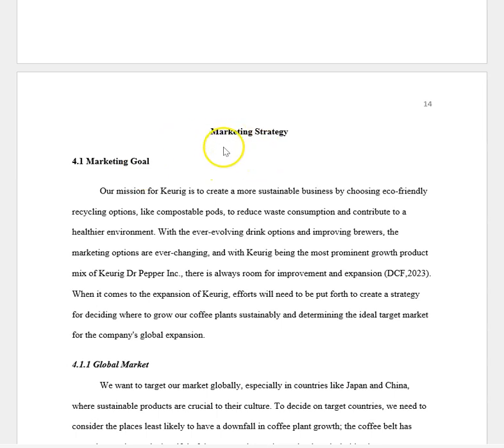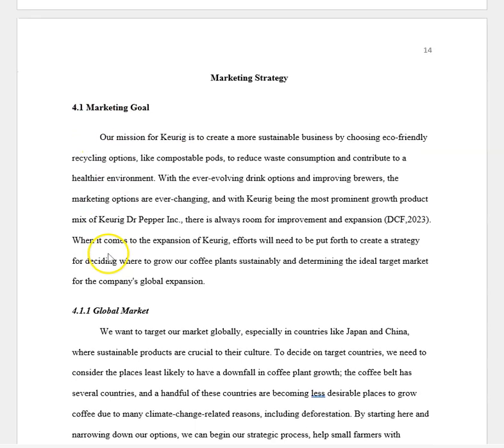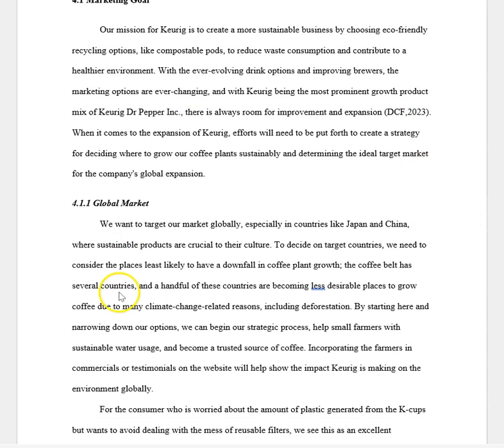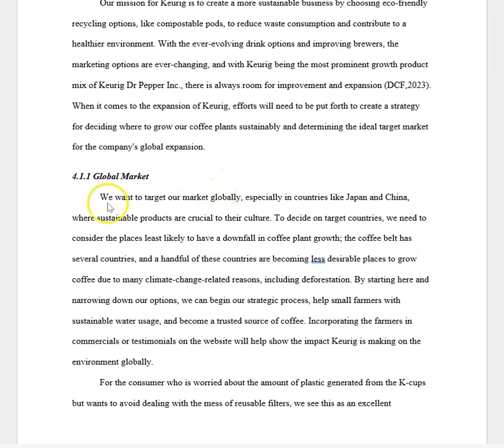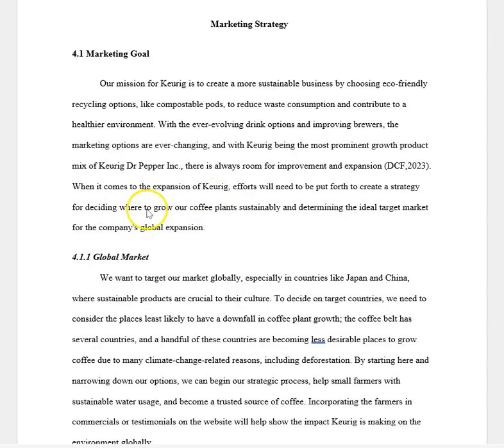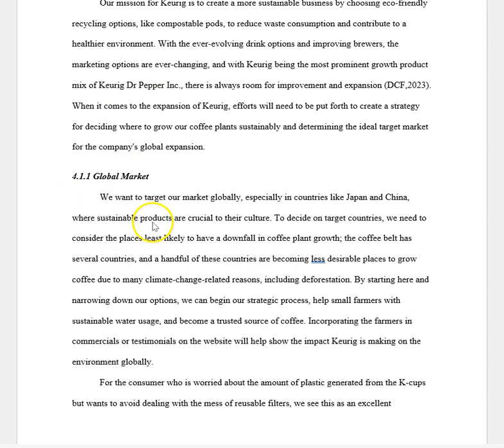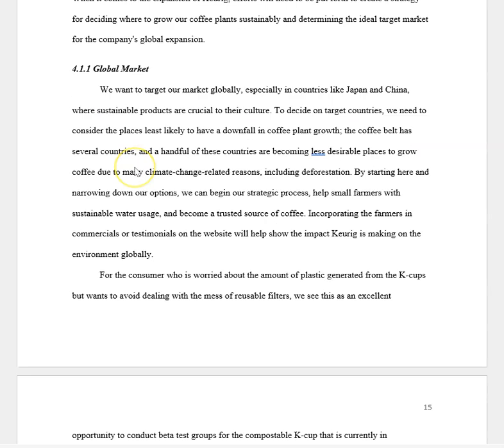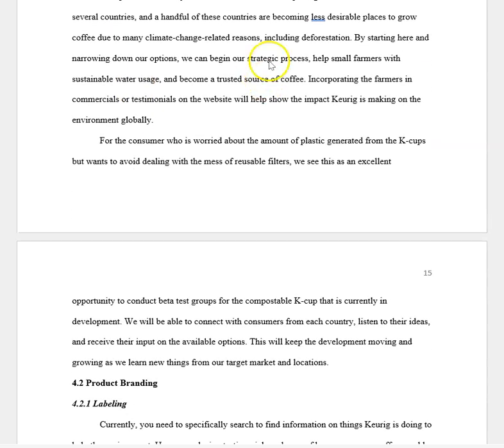So again, here's another major section: marketing strategy. A subordinate level 2 heading to that is marketing goal, left justified. They talk about it here, they cite it. Here is a level 3 heading, which is related to marketing goal, and it's global marketing. So you can see what that heading looks like, and then you can kind of read how they did.